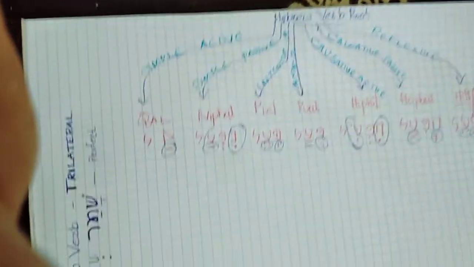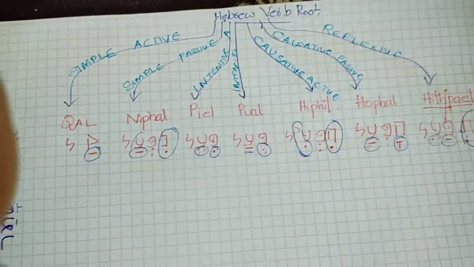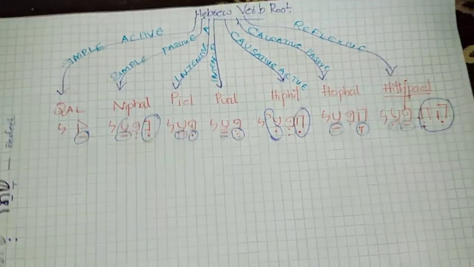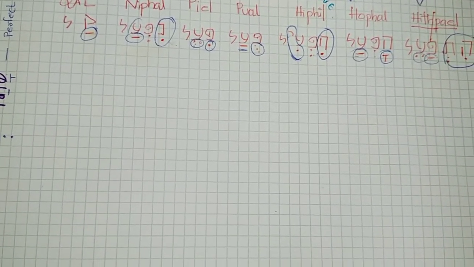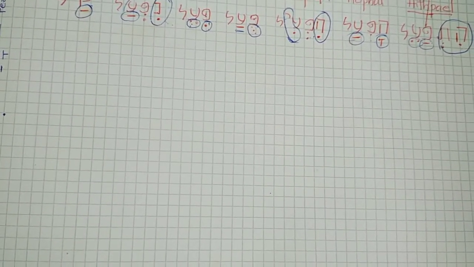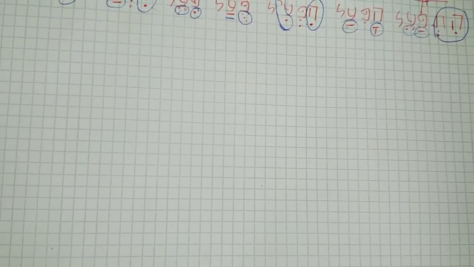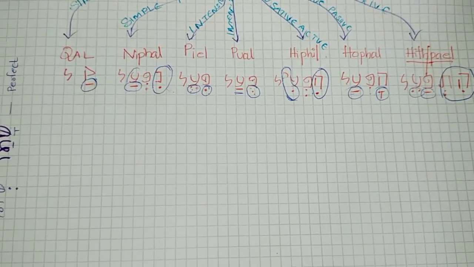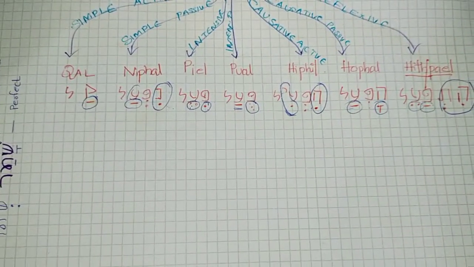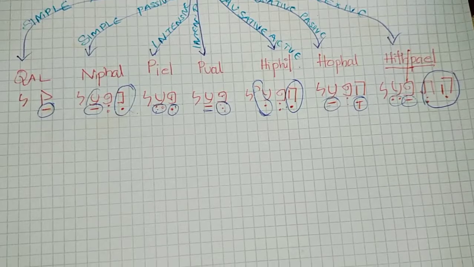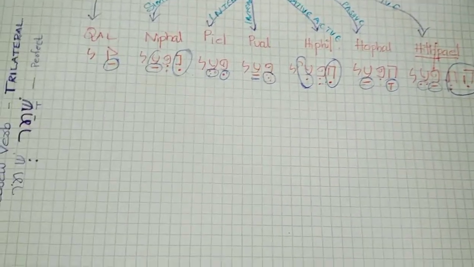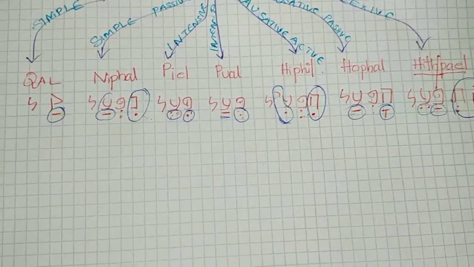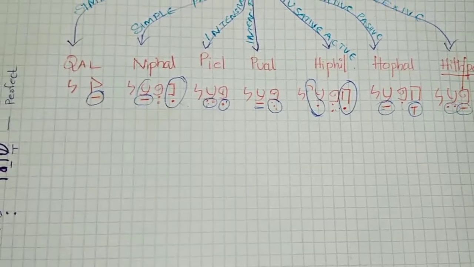We are going to take Shamar, and in Shamar, we are going to apply Kal form. Kal form of Shamar, Niphal form, Piel form, Pual form, and Hifil, Hophal, Hithpael. For Hifil, Hophal, Hithpael, we take Gadol, okay? That is for understanding the meaning clearly with this tense, especially simple active, simple passive, intensive active. In these three, Hifil, Hophal, Hithpael, we take Gadol as the root.